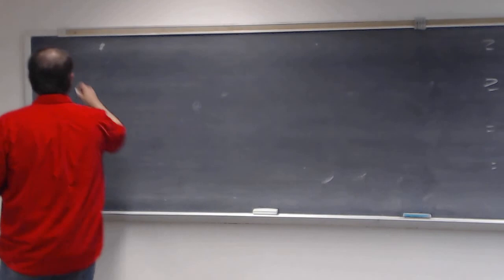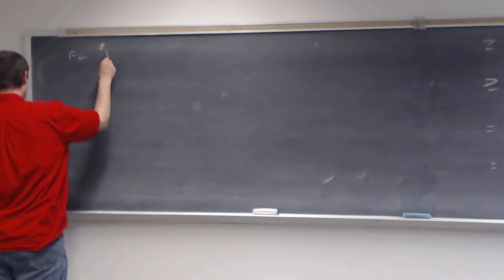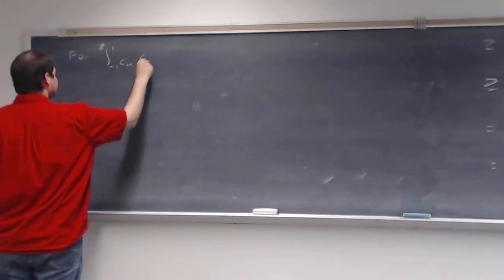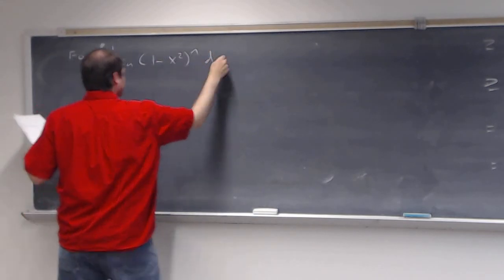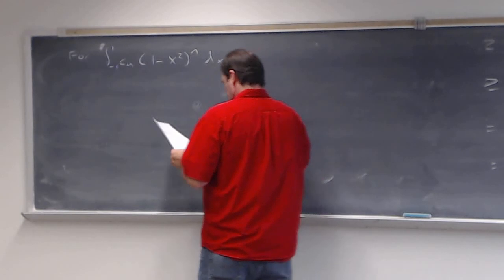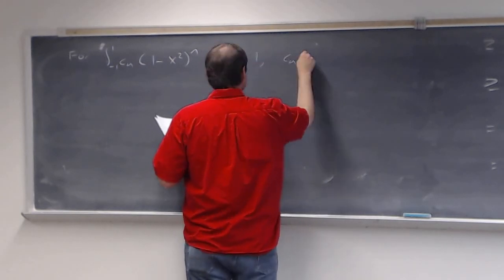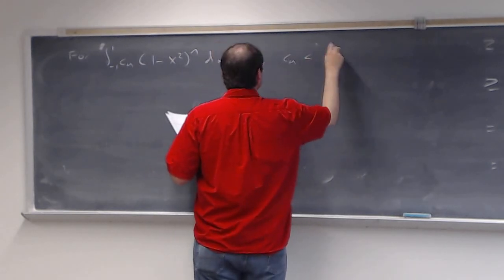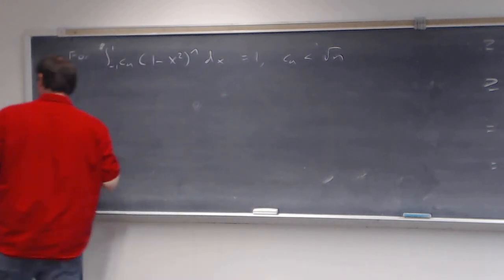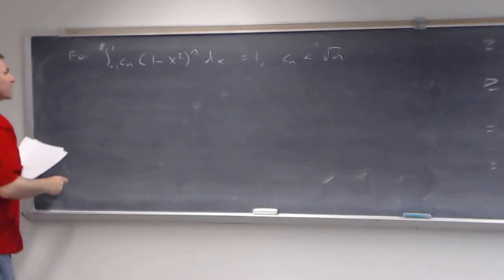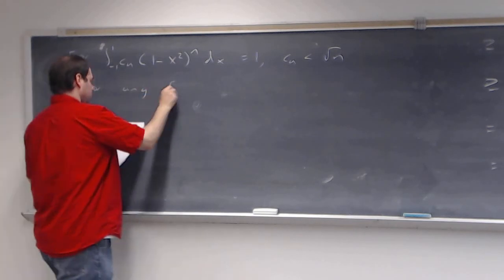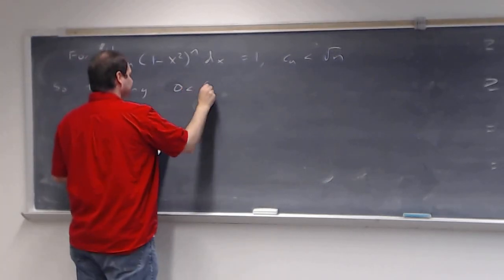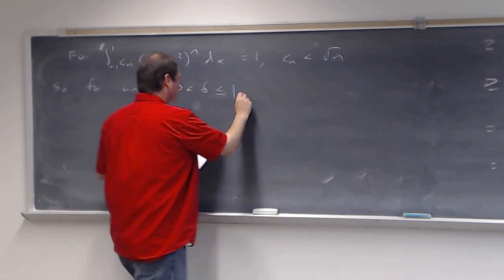Now, for the integral from minus 1 to 1 of c sub n times (1 minus x squared) raised to n dx, which is the integral of q sub n, to be equal to 1, that tells us that c sub n has to be less than the square root of n. Okay. So, for any delta bigger than 0, I'm going to have less than or equal to 1.